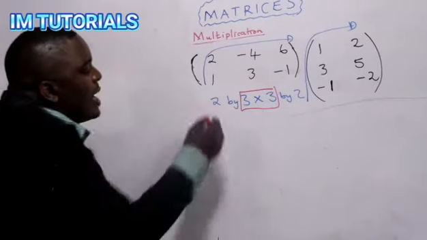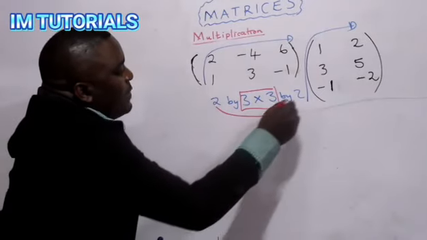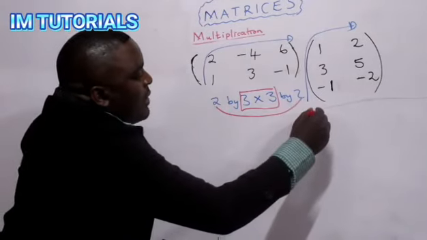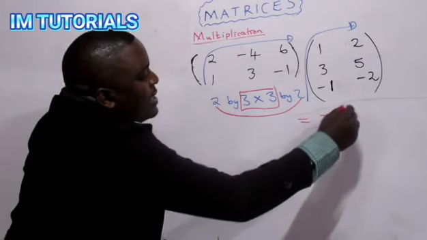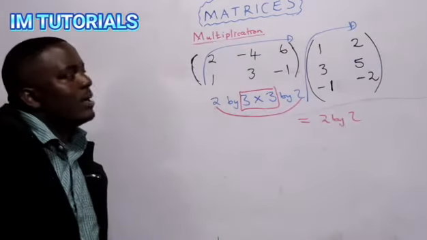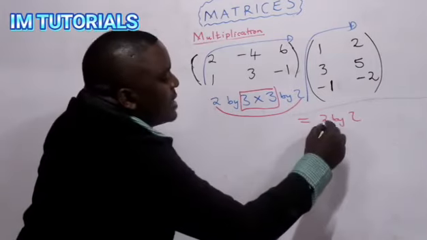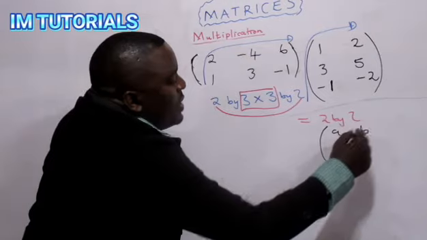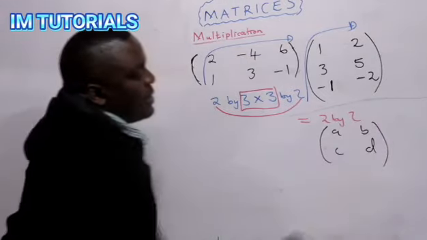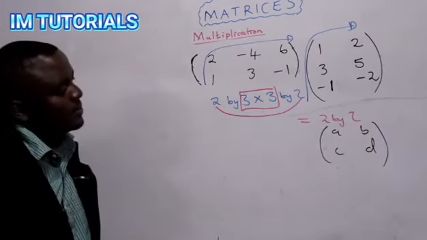Right. But our answer is going to be determined by the first number and the last number. So our answer is going to be a 2 by 2 matrix, which we are going to represent by unknown letters. So representing by unknown letters, you get A, B, C, D. I hope you are following.